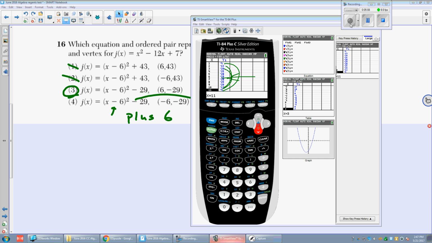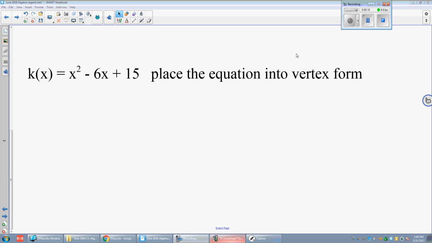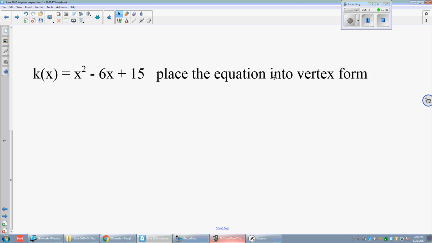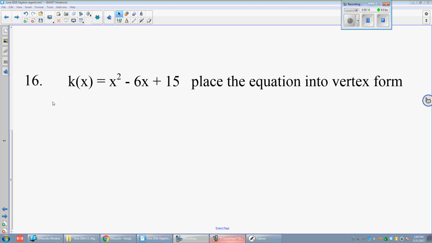Get ready for your question. Here's your question for number 16. Make sure you write down the question and then show all of your work. Place the equation into vertex form. k of x equals x squared minus 6x plus 15. Place the equation into vertex form.